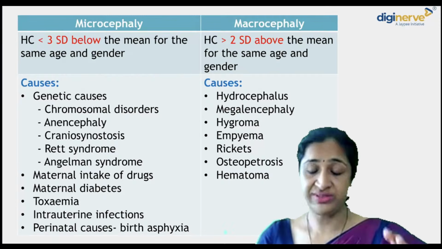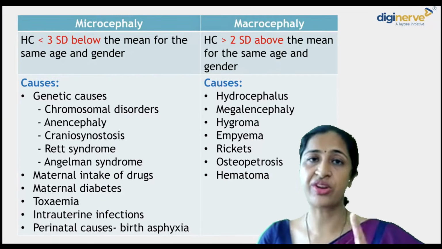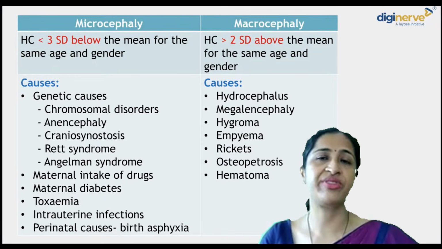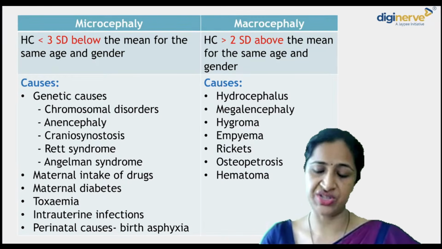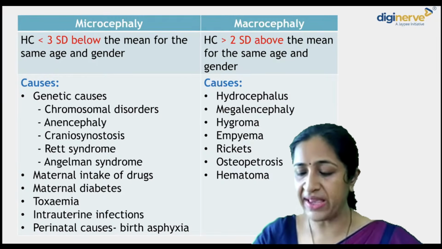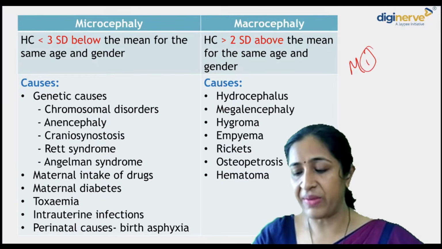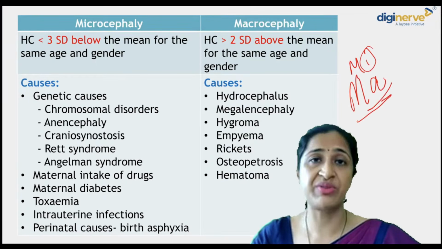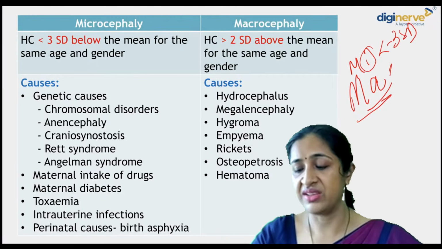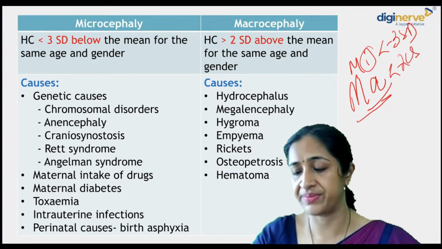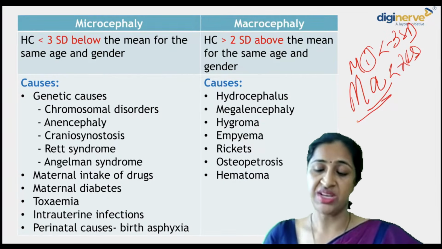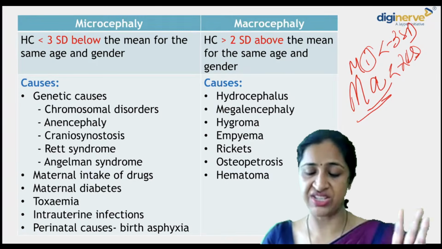Microcephaly, macrocephaly, very high yield. Remember, microcephaly is -3 standard deviation. Macrocephaly is +2 standard deviation. Okay. The way we used to remember, just to be sure, is that micro is MI and macro is MA. A comes before I in the alphabet. So micro is -3 standard deviation. Macro is -2 standard deviation because A is coming ahead. This is a short way to remember. Okay. So -3 standard deviation, for age and gender.